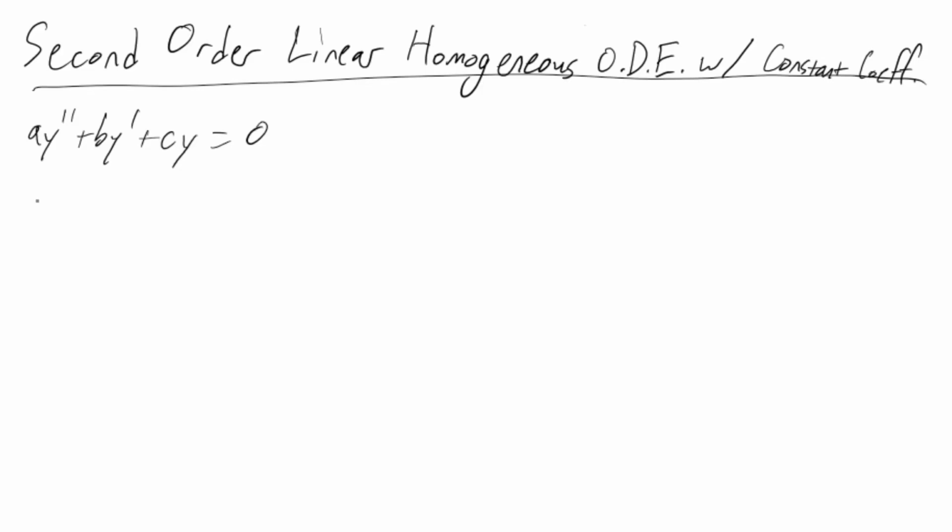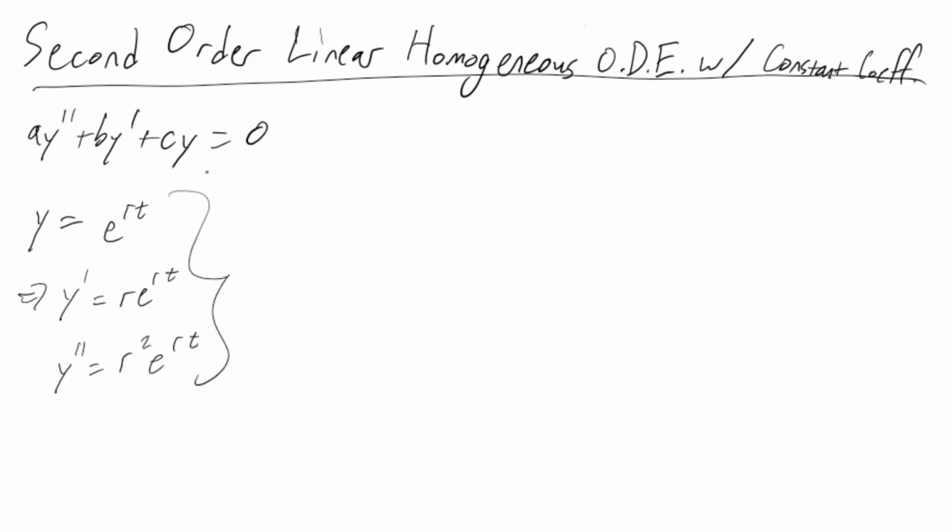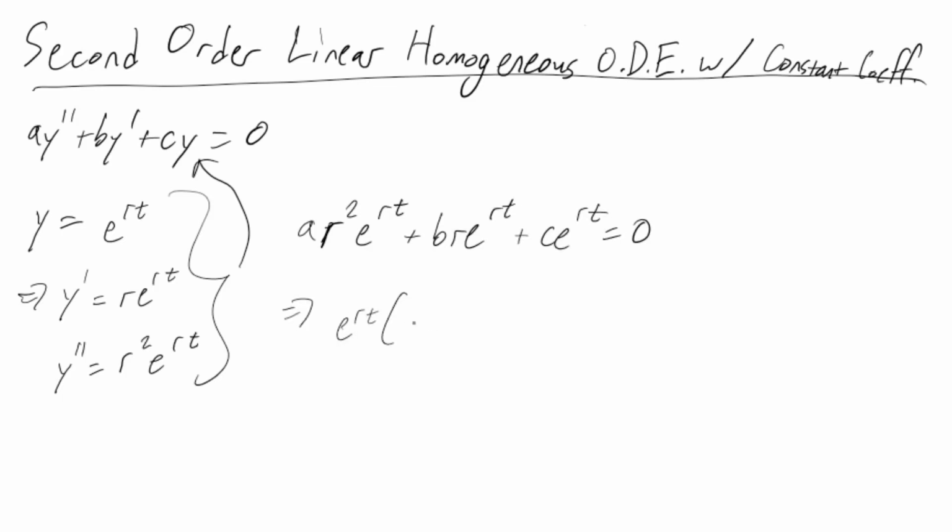Now, a good guess from previous ODEs would be y = e^(rt). If we compute the derivatives and plug this in, we would get ar^2 times our function plus br times our function plus c times our function equals 0. Factoring out e^(rt), we get a polynomial times e^(rt) equals 0. Since e^(rt) is never 0, the polynomial must be 0.